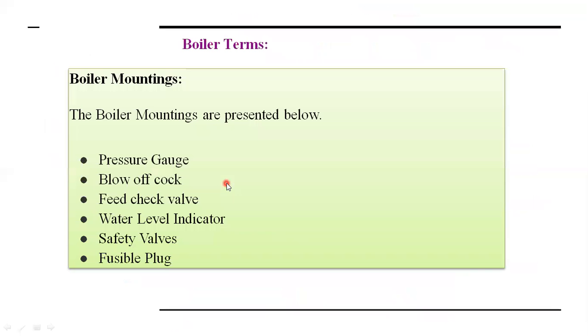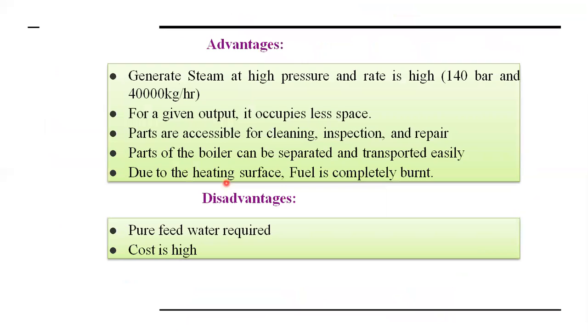Now, what are the advantages of this boiler? This boiler generates high pressure steam at the rate of about 140 bar or 40,000 kg per hour. It occupies less space, and its parts are accessible for cleaning, inspection and repair. The parts of the boiler can also be separated and transported easily from one place to another. Due to the heating surface, fuel gets completely burned. These are some advantages of this boiler.